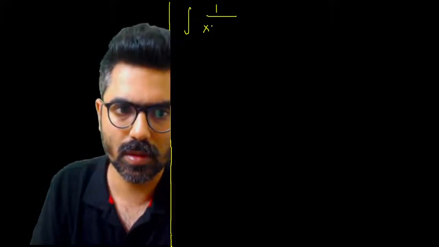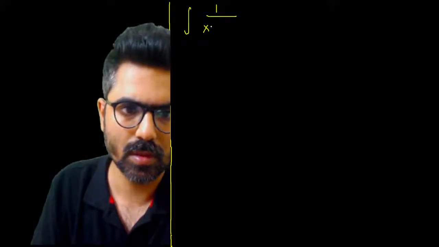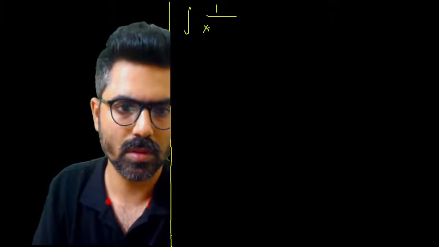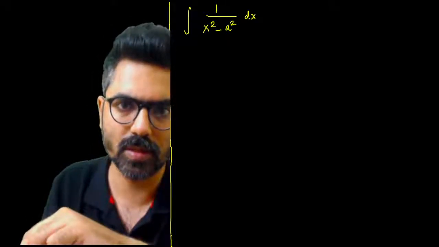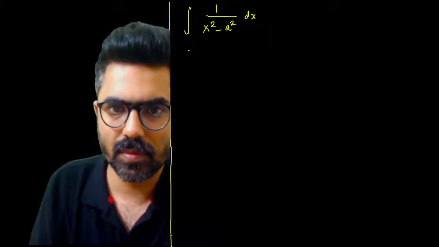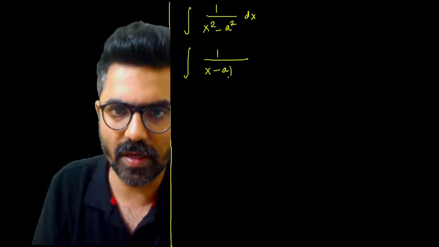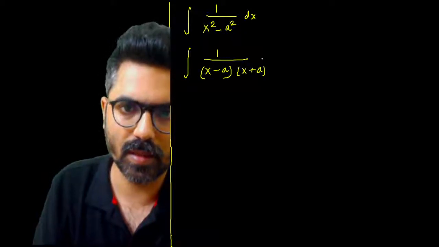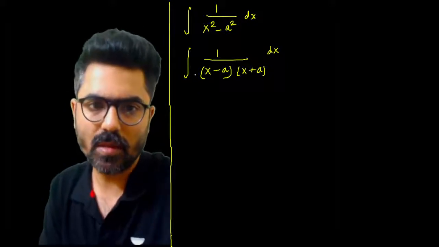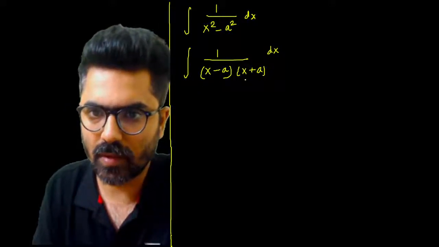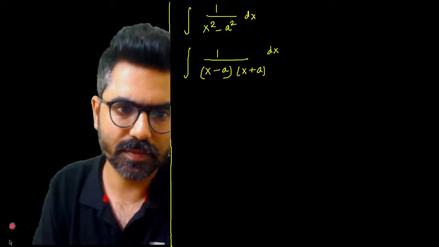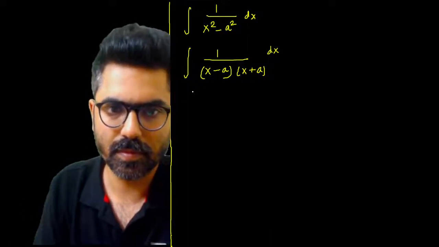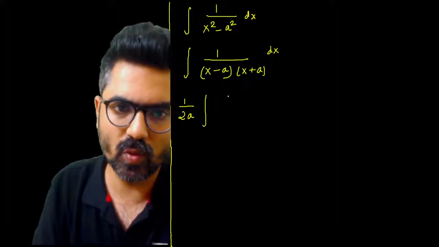Let's take a proof also. Integration of 1 upon x square minus a square dx. Now this is how you solve it. First of all, we'll factorize it: x minus a, x plus a dx. Now these are the two brackets. Look at the difference of these two brackets: x plus a minus x minus a. The difference is 2a. So we'll adjust that 2a over here.